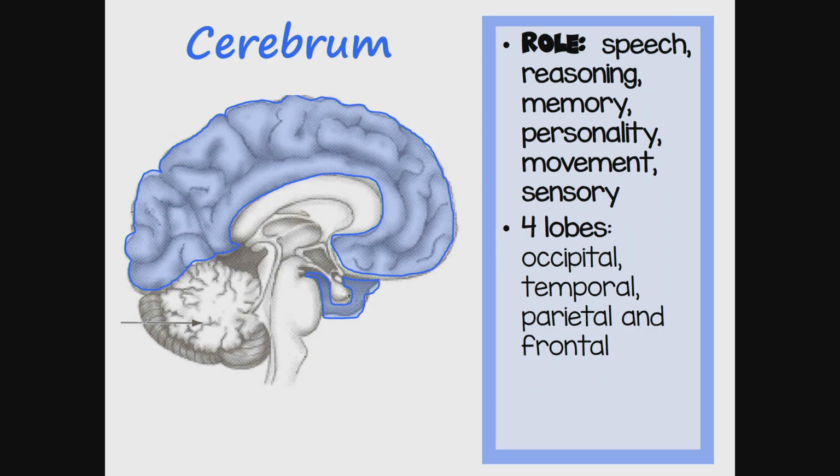The cerebrum's role includes speech, reasoning, memory, personality, movement, and sensory reception. The four lobes are the occipital, temporal, parietal, and frontal lobes.